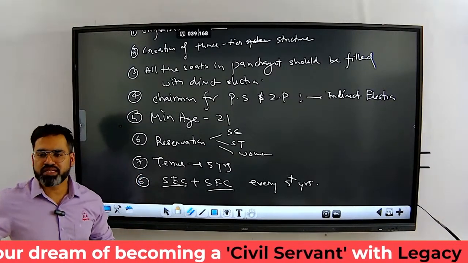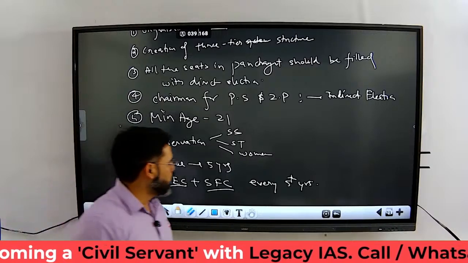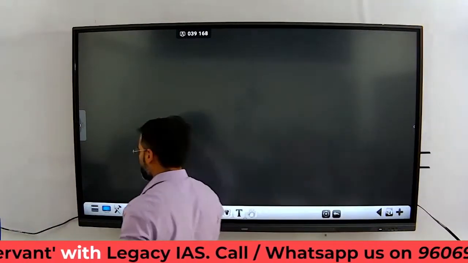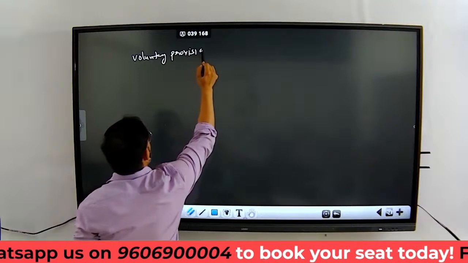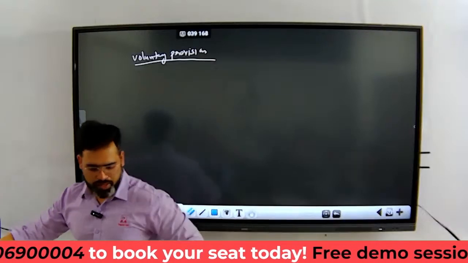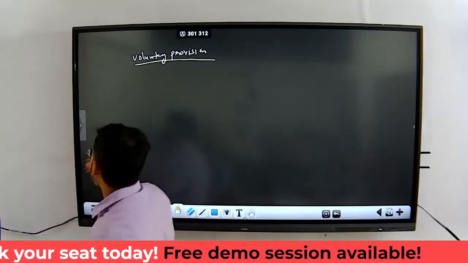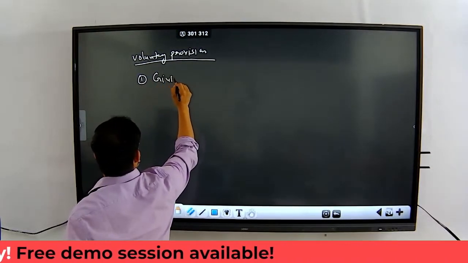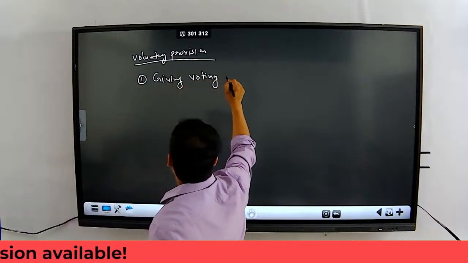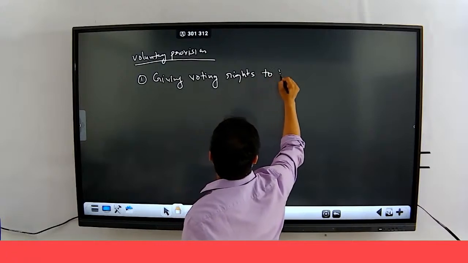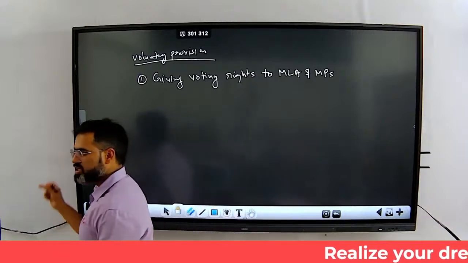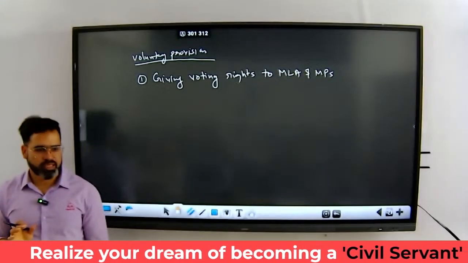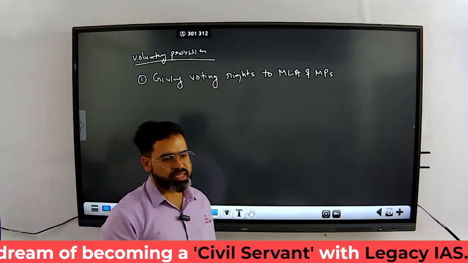Now we come to voluntary provisions. They will change from state to state. The state legislature has complete authority regarding that. Voluntary provisions. First is giving voting rights to MLA and MP. In the Zila Panchayat meetings and Panchayat Samiti meetings, MLAs or MPs can be given voting rights. Who will decide? The state legislature will decide.